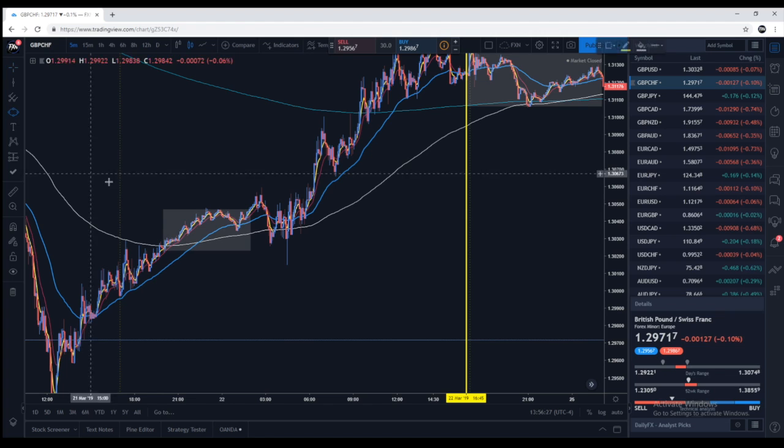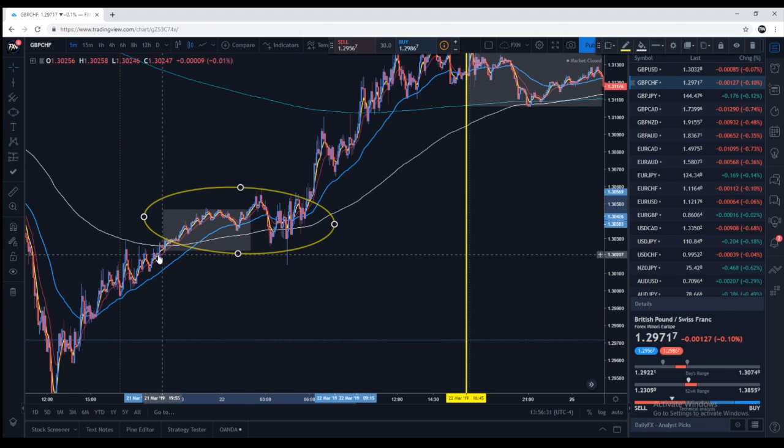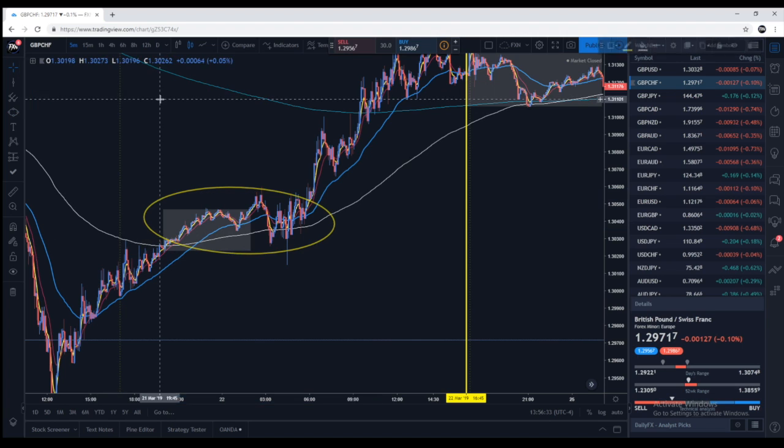If this area here is your level, I want you to look and see what happens here with this candle. You see that spike down to the low? Spike down to the low, and then what happens after that? They rise out of that level.